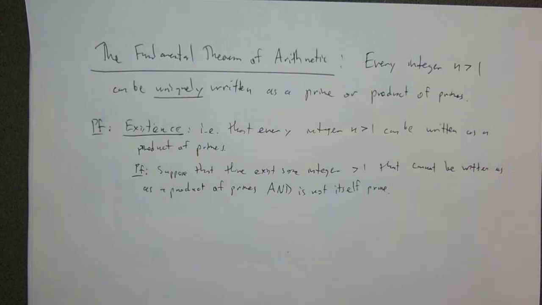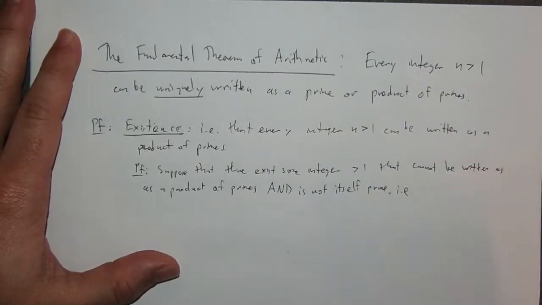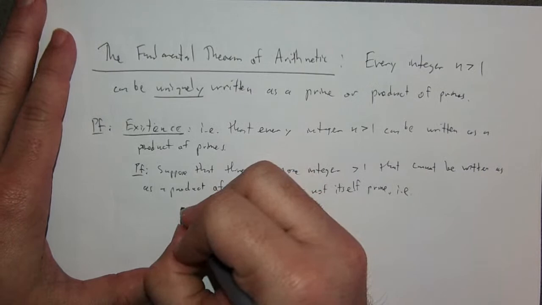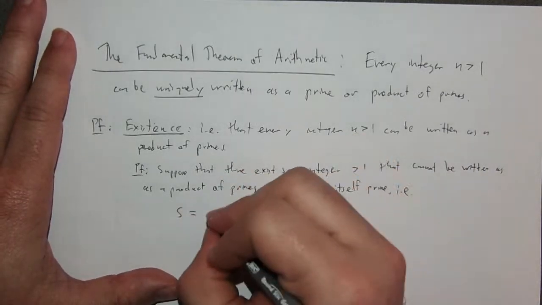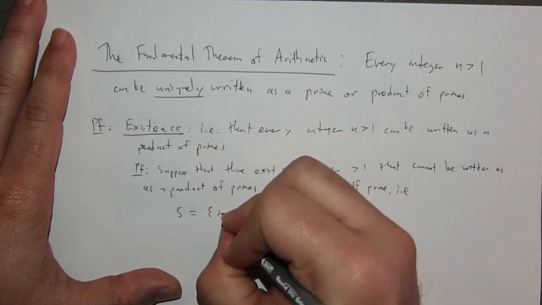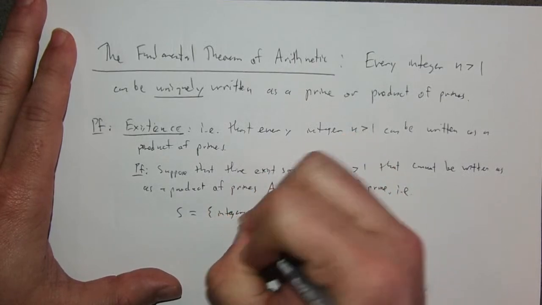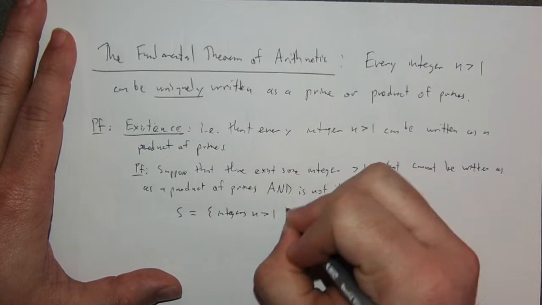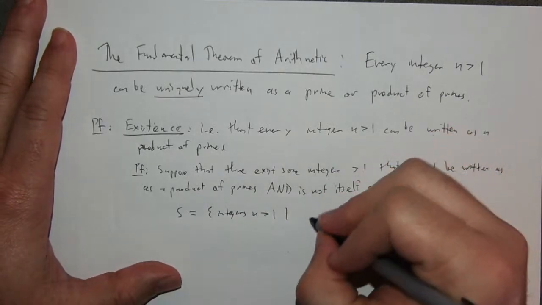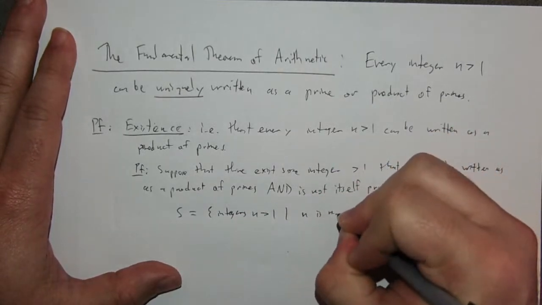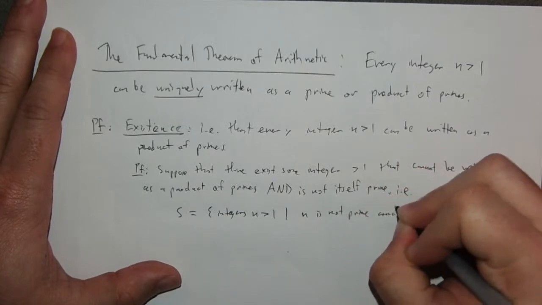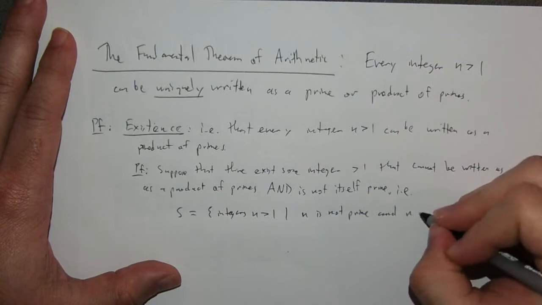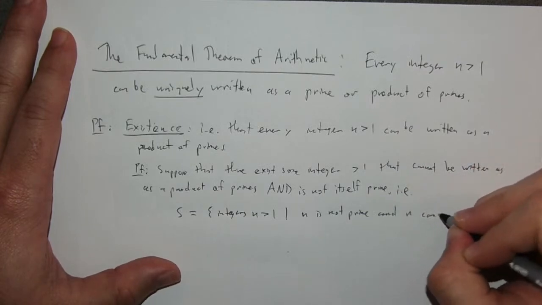Okay, i.e., that is a long-winded way of saying: if I form the set big S that consists of integers n greater than 1 such that n is not prime and n cannot be written as a product of primes.